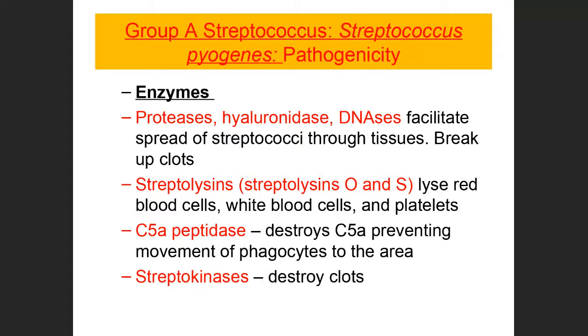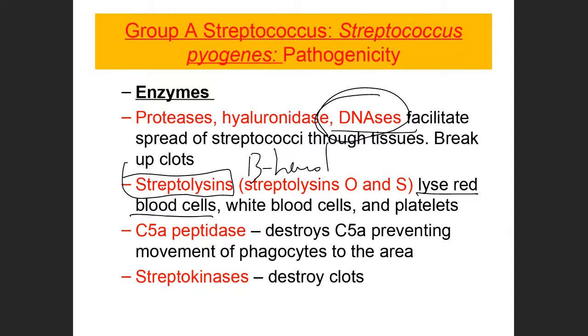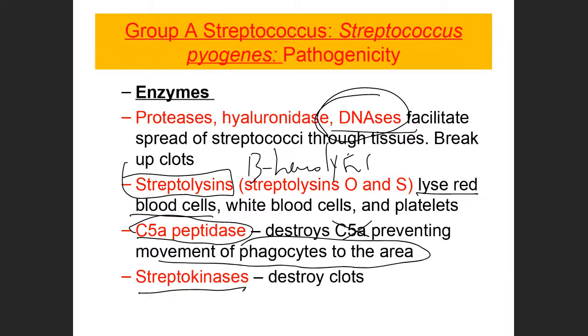Other enzymes, we talked about hyaluronidases, I think, and DNases. This one is unique to Streptococcus, or at least very few organisms have enzymes that destroy DNA on the surface of the cells. Streptolysins are the equivalent of the hemolysins. They lyse red blood cells, and this is responsible for the beta hemolysis that the organism has. C5a peptidases destroy C5a, preventing phagocytes from being called to the area of infection. Streptokinase breaks down clots. This is the equivalent of staphylokinase in Staphylococcus.